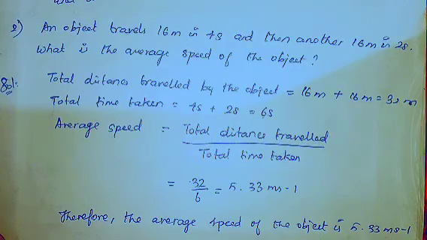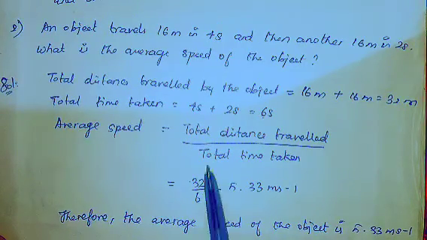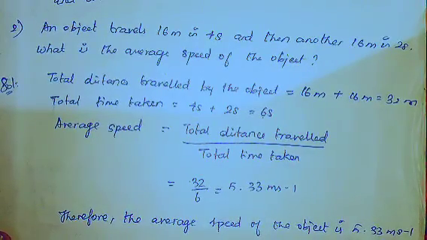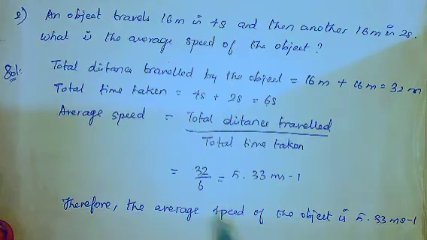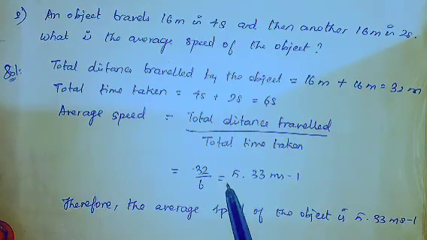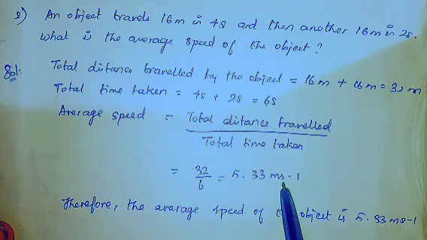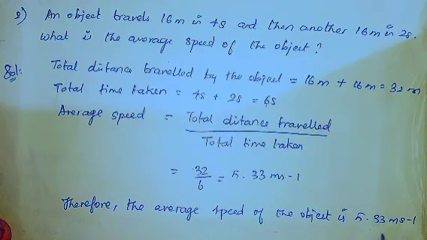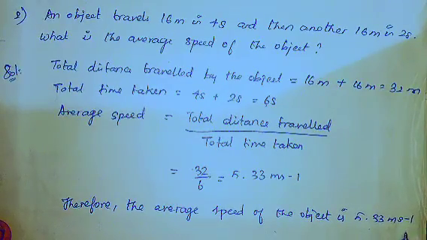Then average speed equal to total distance travelled by total time taken. Simplify it. 32 by 6 equal to 5.33 m s power minus 1. Therefore, the average speed of the object is 5.3333 meter second power minus 1. This is the average speed of the object.